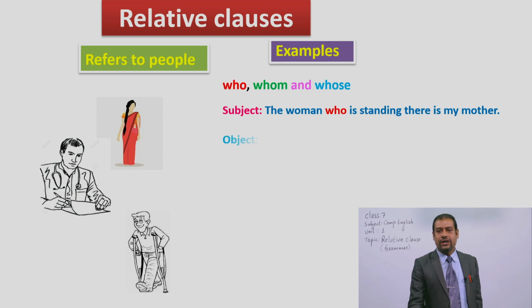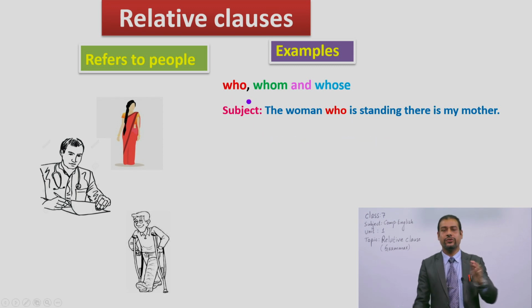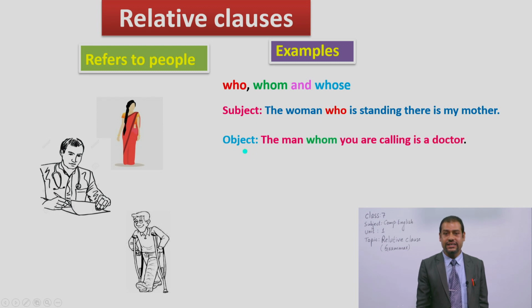If we use it to relate the subject, at that time we use, let's say, who. The woman who is standing there is my mother. This woman is the subject. In this case, we use who. Is it clear? But if the noun is related to the object, we have to use whom. The man whom you are calling is a doctor.